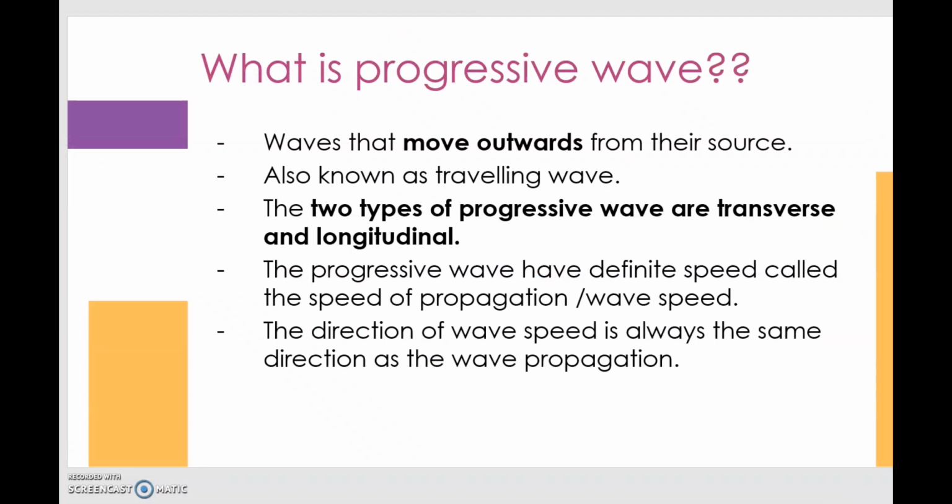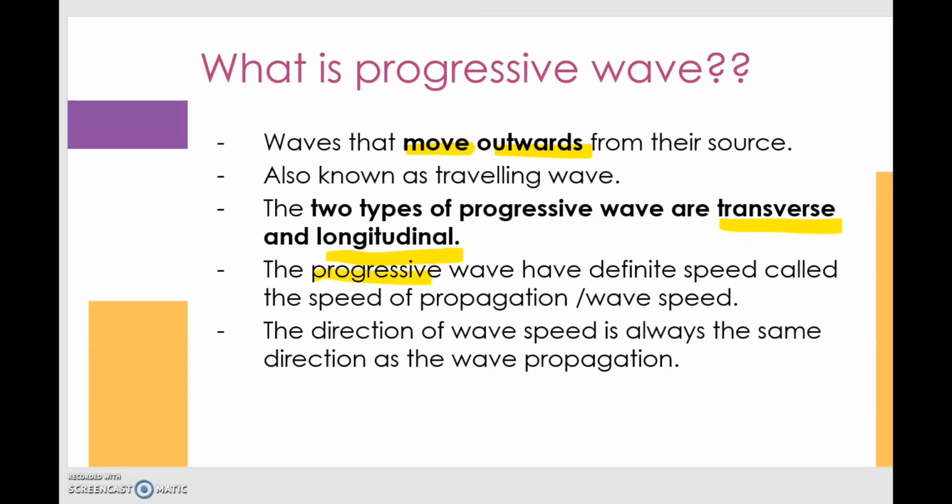So now let's go to progressive wave. What is progressive wave? Progressive wave is the wave that move outward from their source. The progressive wave is also known as traveling wave. There are two types of progressive wave, which are transverse wave and longitudinal wave.